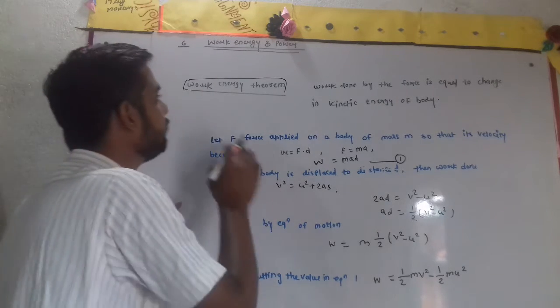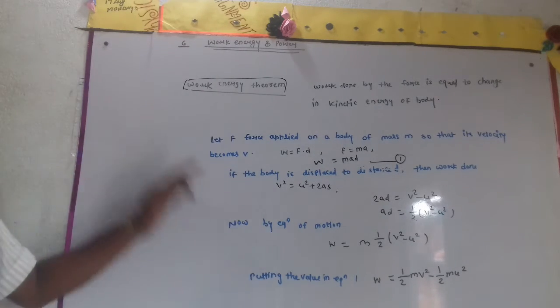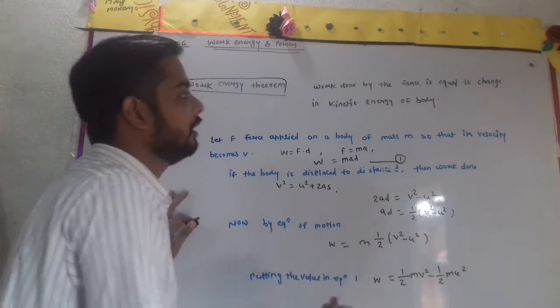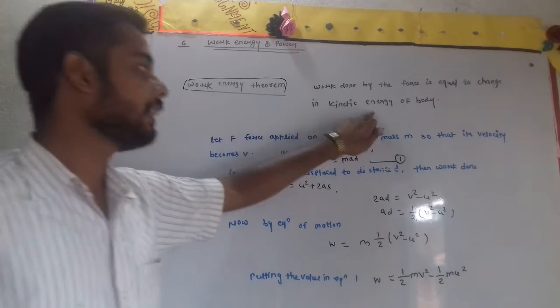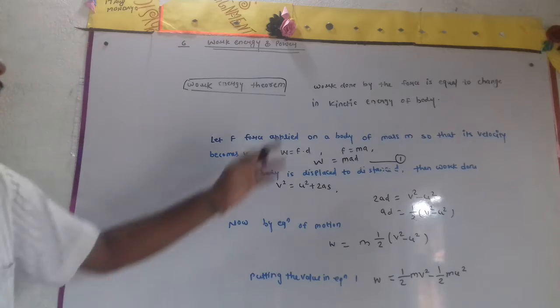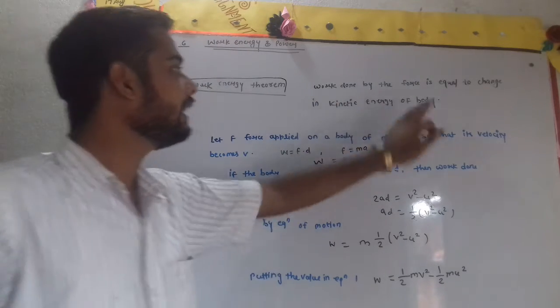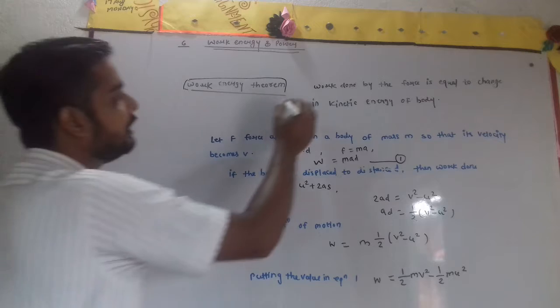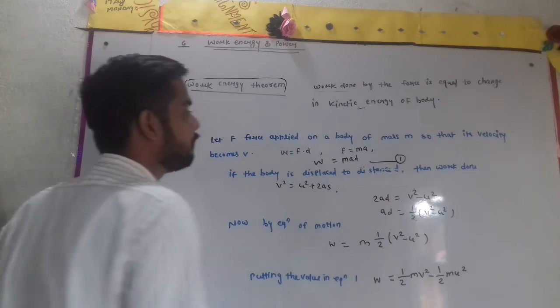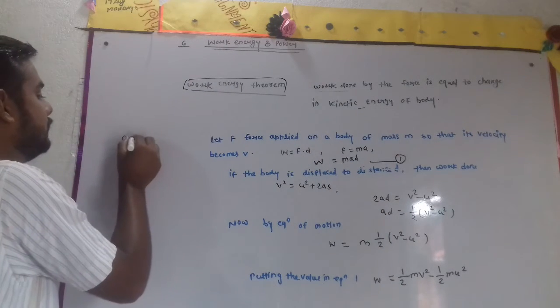The statement of the work energy theorem is: work done by the force is equal to change in kinetic energy. If work is done on any body, then its kinetic energy will change. So this is the statement of the work energy theorem. And now we will prove this theorem.